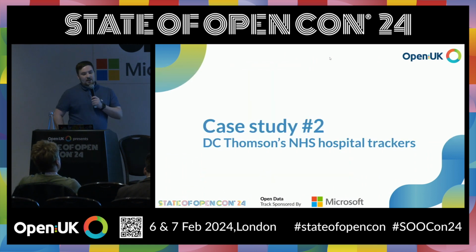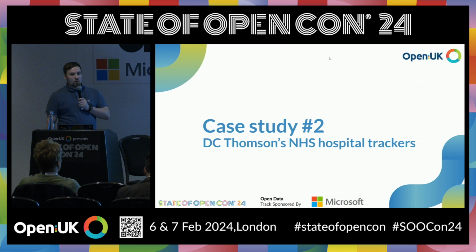That takes us into our next case study, which I discovered when I was at the Scottish Open Data Conference up in Aberdeen last year. I was made aware of some of the really good work that was going on with the DC Thompson data journalism team. They're based in Dundee, and there's only actually 3 of them. So some of the work that they've managed to do is remarkable, considering they've got such a small team and not a lot of resource.